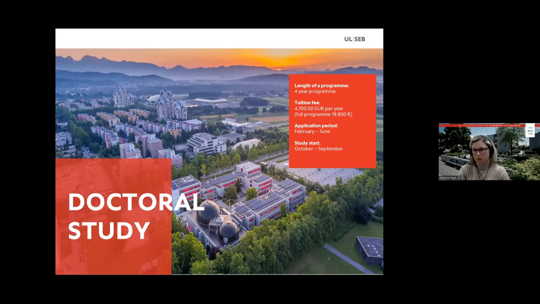Application will also open soon and it will close in the middle of June. I would like to emphasize here to go on our website, School of Economics and Business, because we just published an online doctoral information session, which will be carried out on the 20th of March. So if you want to hear more about the doctoral studies, if you're interested in this field, I suggest you join us on the 20th of March.